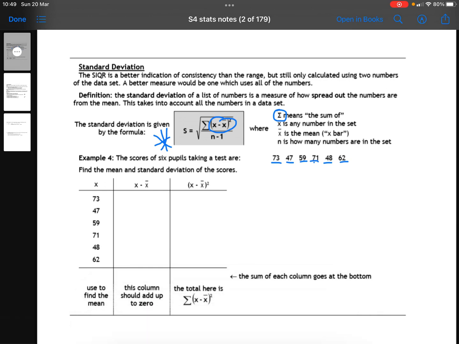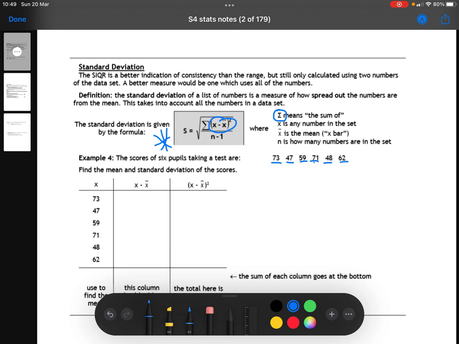So the first thing we're asked to do with example 4 here is to calculate the mean of the set of test scores that we are given on the right hand side. Okay, so just get rid of those lines. And we are going to do the mean, so we'll label that as x bar as it is labelled in the formula. We are going to add each of these values together. So we add all of them up. We end up with 360. We then, to find the mean, divide that by how many numbers there are, so dividing it by 6, and we get a mean of 60.